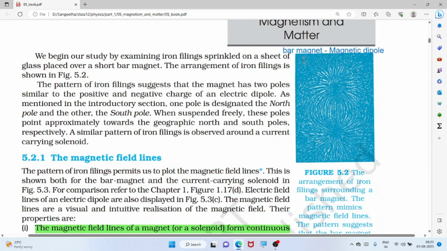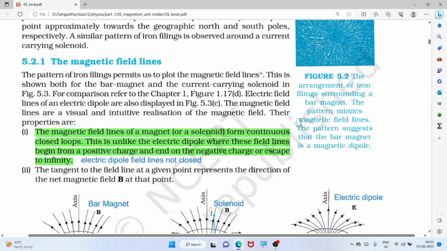Okay, this is the bar magnet. It behaves like a dipole. See the iron filings. The arrangement of the iron filings surrounding a bar magnet mimics the magnetic field lines. The pattern suggests that the bar magnet is a magnetic dipole.